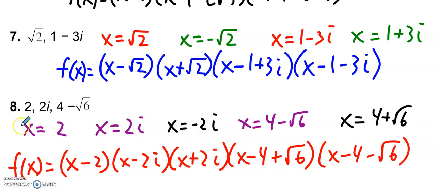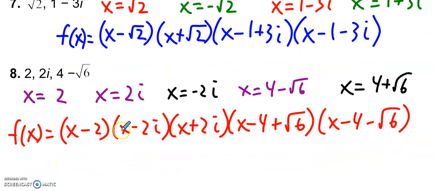The last one, now we just have 5, so we're given x equals 2, x equals 2i, so x equals negative 2i has to be a zero. X equals 4 minus root 6, so x equals 4 plus root 6 has to be a zero. Now I write these as factors: x minus 2, x minus 2i, x plus 2i, x minus 4 plus root 6, x minus 4 minus root 6.